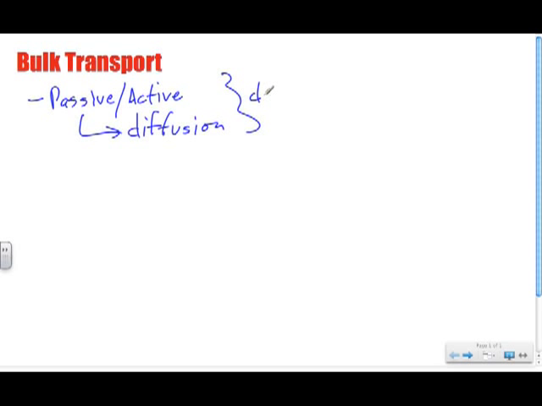So we were looking at dissolved particles, things like glucose molecules, various ions like potassium and sodium ions, and molecules like water and carbon dioxide. And the thing is, what happens when we want to move a large, or should we say a bulk, amount of things into or outside of the cell?